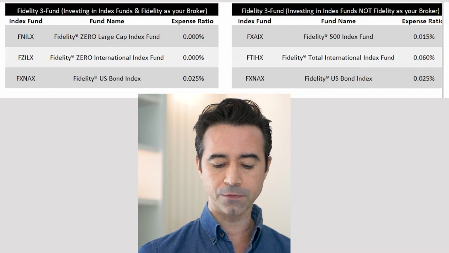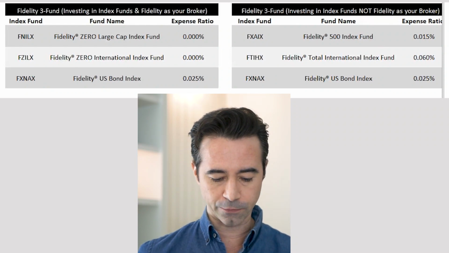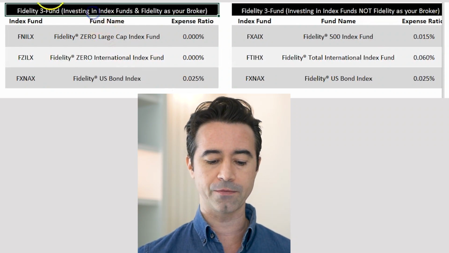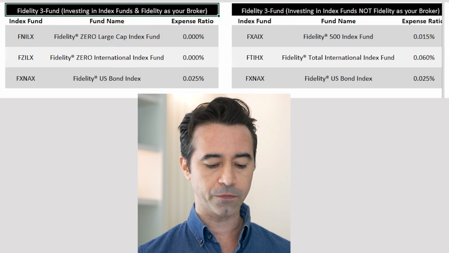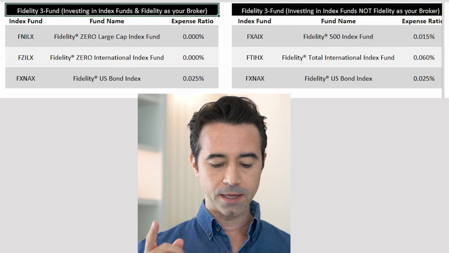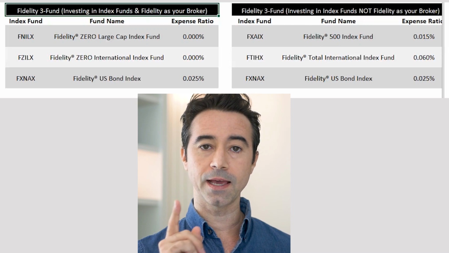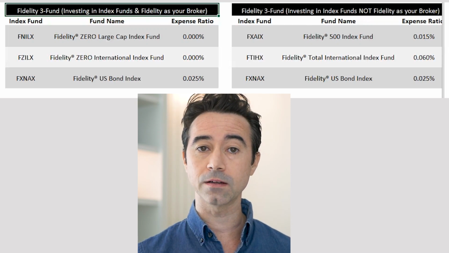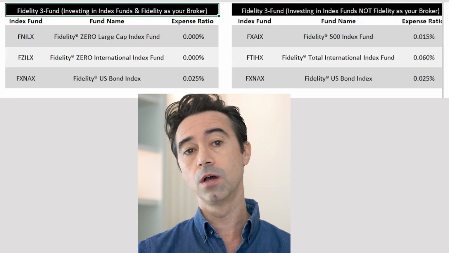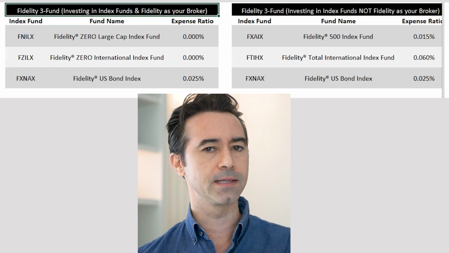So let's go ahead and figure out why you would go with one of these different 3-fund portfolios. The first one I have here is a 3-fund portfolio with Fidelity investing in index funds and investing in Fidelity as your broker. So we're going through 2 different routes in this one. First is you actually have a Fidelity account and you're also using Fidelity's funds to make a 3-fund portfolio.